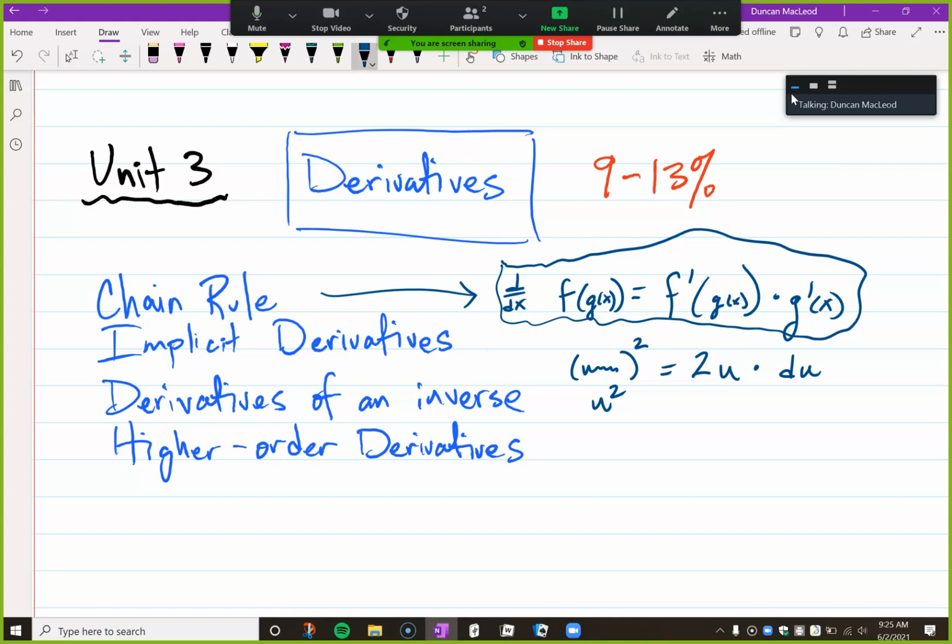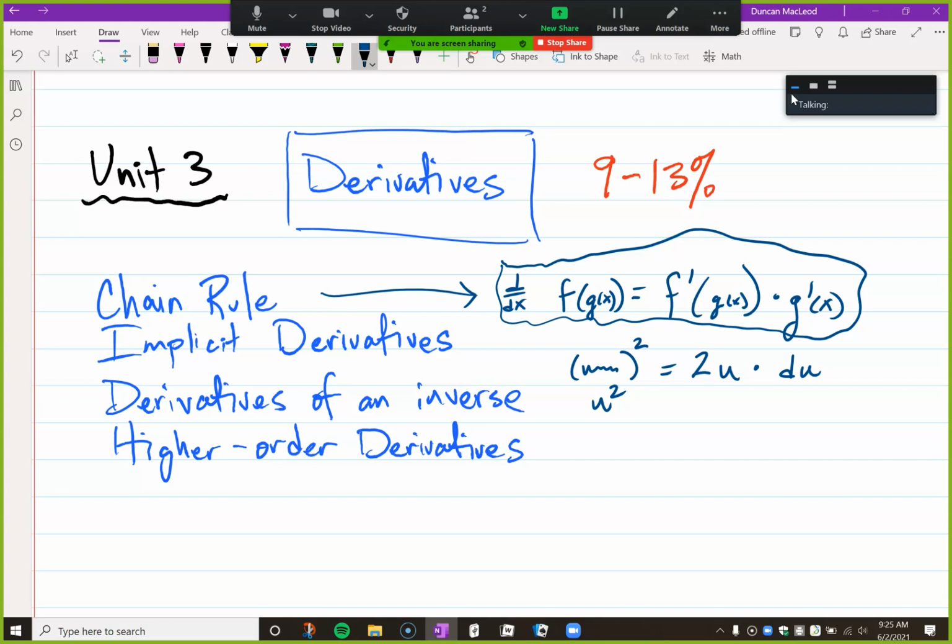Implicit derivatives. Who should we go with? Who haven't I called on yet? Milan? I haven't called on Milan. Do you remember what implicit derivatives are? Is that like the dy dx thing? Good, very good. But you're correct.